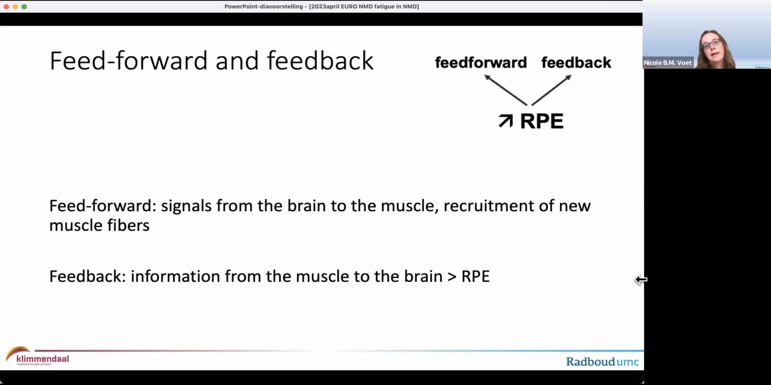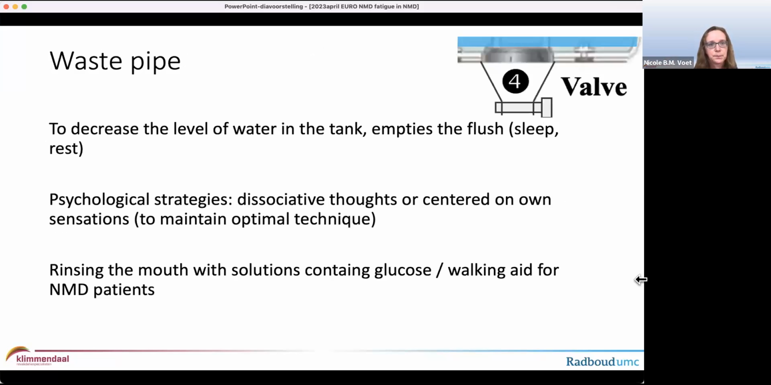To measure RPE, you measure your signals. And there are signals from the brain to the muscle. For example, when you are active, new muscle fibers have to be recruited. So the brain sends signals to the muscle, but there also are signals sent from the muscle to the brain. And that helps in measuring the rate of perceived exertion.